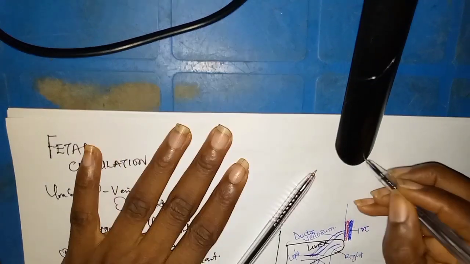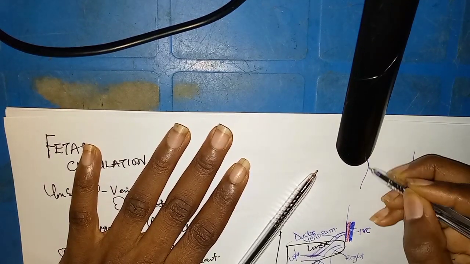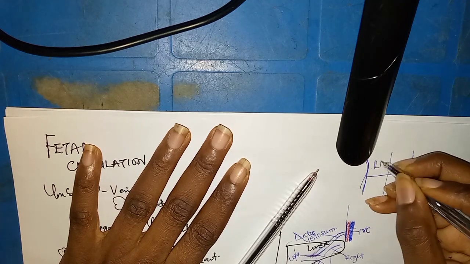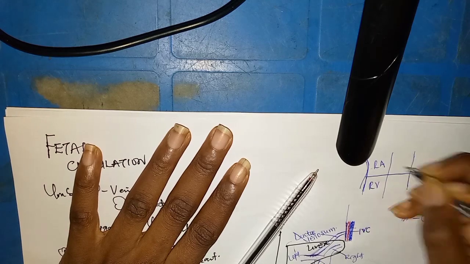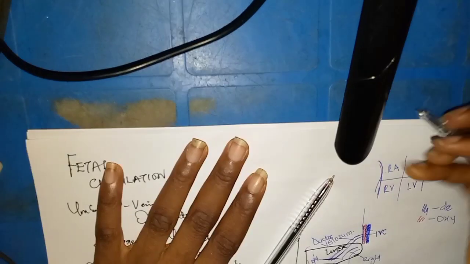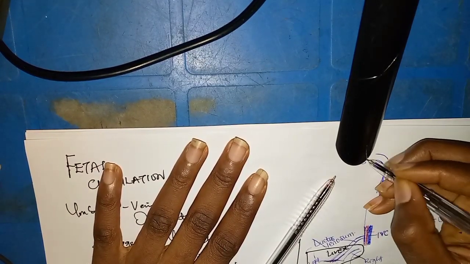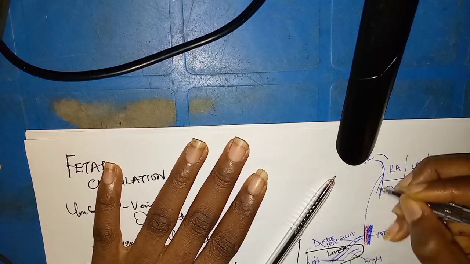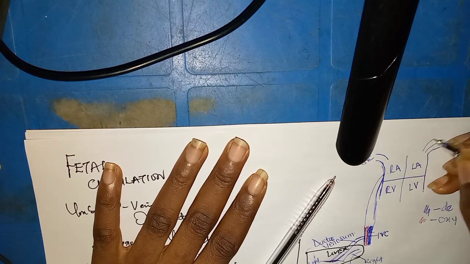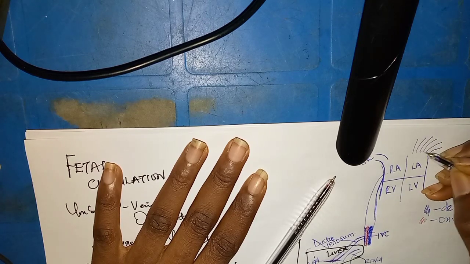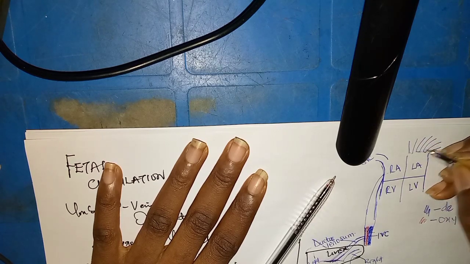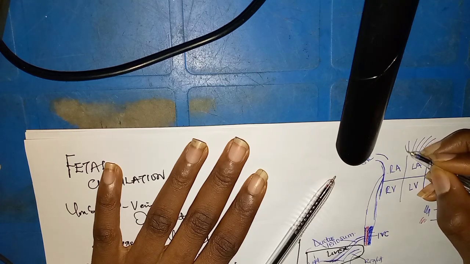So don't mind my heart, I'll just be drawing something like this for my heart. So this is my right atrium, this is my right ventricle, my left atrium, my left ventricle. For my right atrium, we have SVC and IVC. For my left atrium, we have four pulmonary veins. This is 1, this 2, this 3, and this 4.